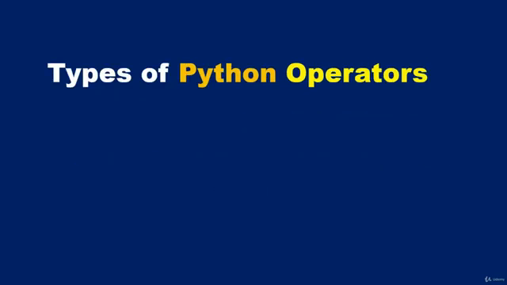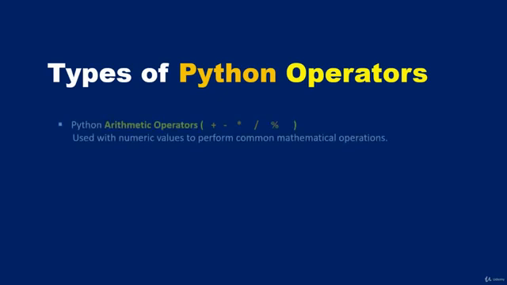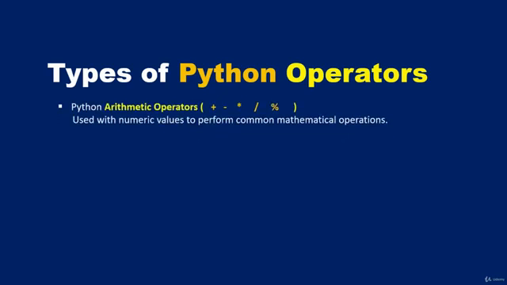What are Python operators? Python operators are used to perform operations on variables and values. There are different types of operators in Python, so I'm going to cover some of the operators in Python. The first one is the arithmetic operators. These are basically used with numeric values to perform common mathematical operations.